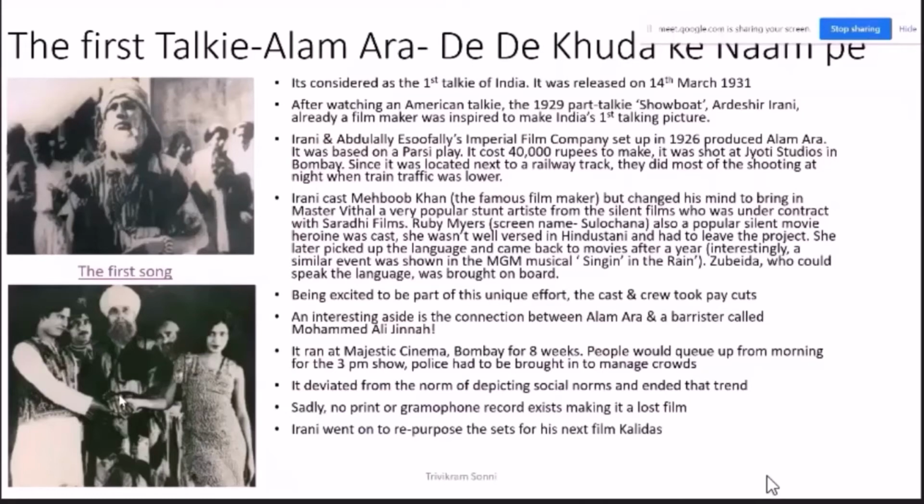An important thing, whether it is good or bad, I leave you to be the judge of, is that it deviated from the norm of depicting social norms and social practices. It sort of ended that trend. But still then it was all about those things. This was more like a fairy tale, the king and two queens and somebody gets pregnant, somebody commits adultery and then somebody gets killed. A lot of things happen and right at the end, the hero and heroine come. This was one of those stories. Sadly, no print or gramophone record exists of this film, making it one of the most significant lost films of India.